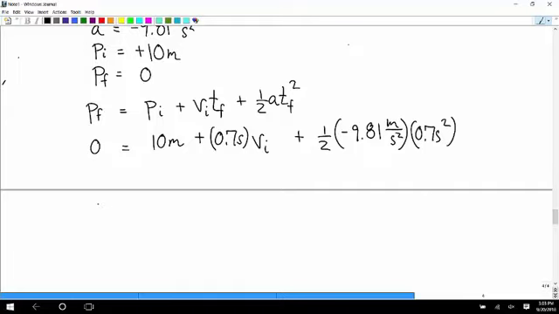So 0 is equal to 10 meters plus 0.7 seconds times VI. What do you get if you multiply all that together? Minus 2.403 meters.